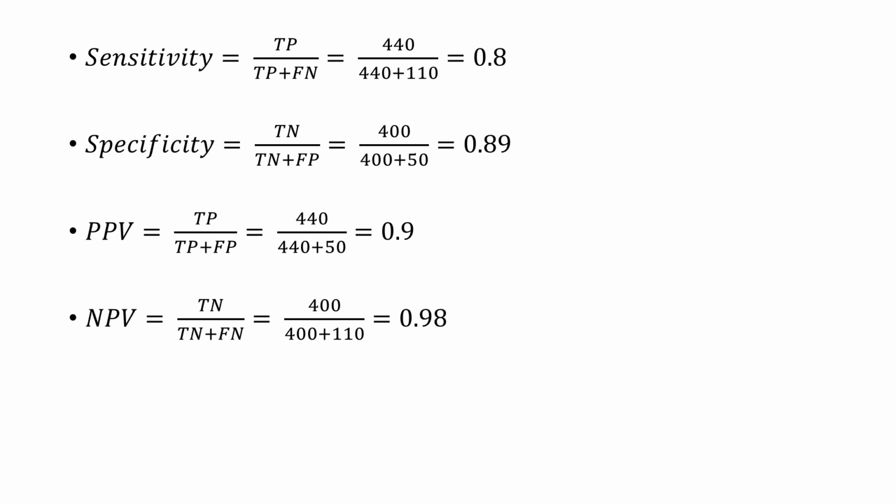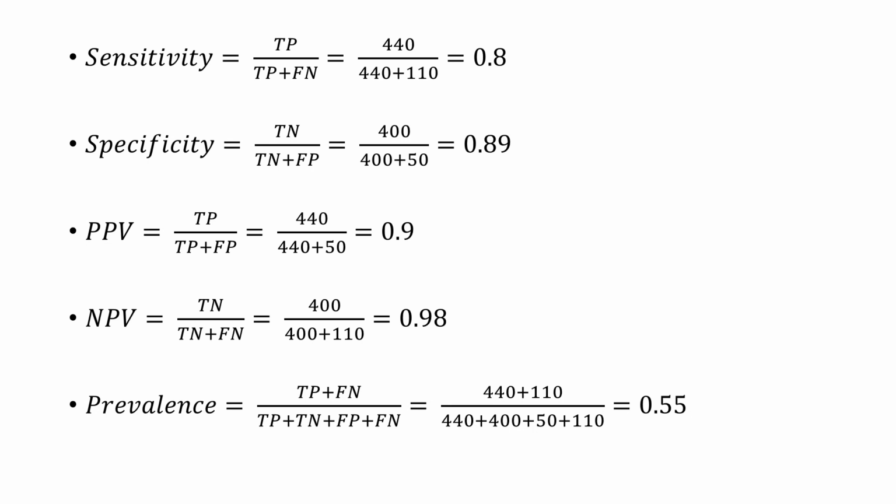Next is NPV, or true negative divided by true negative plus false negative, which equals 400 over 400 plus 110, which equals 0.98. This says for anyone who tested negative, 98% of those will not have the disease. And finally, our prevalence is equal to total who have the disease divided by the total number, which is 550 over 1,000, which equals 0.55. So 55% of the residents in ABC County have this disease.